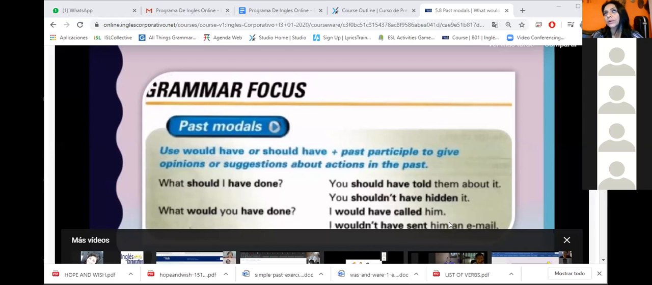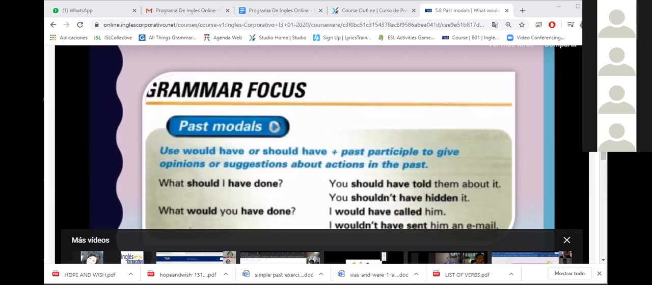Let's see, Walter, what is the past participle of go? Gone. Excellent. Elmer, what is the past participle of speak? Spoken. Excellent. Daniel, what's the past participle of be? Been. Excellent. Ellie, what is the past participle of eat? Eaten. Very good. Annie, what is the past participle of speak? Spoken. Excellent. So we know the past participles, which is very good.